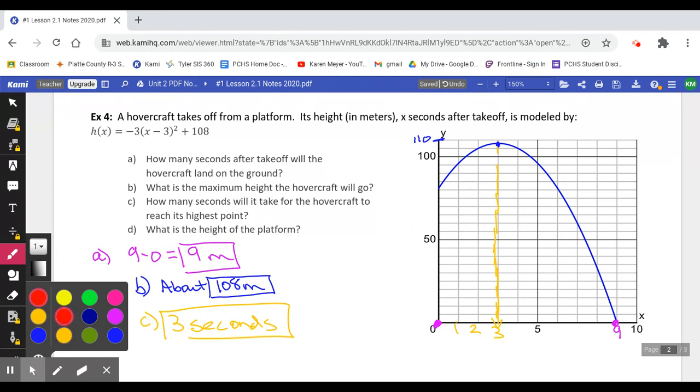And then the very last one. What is the height of the platform that it's taking off from? Well, that is asking you for the y-intercept. The starting point is always the y-intercept. So I come over here and figure out where it crosses the y-axis. To me, it looks like a little bit above 80, so I'm going to say about 82 meters. Once again, there could be a little give or take on that one.